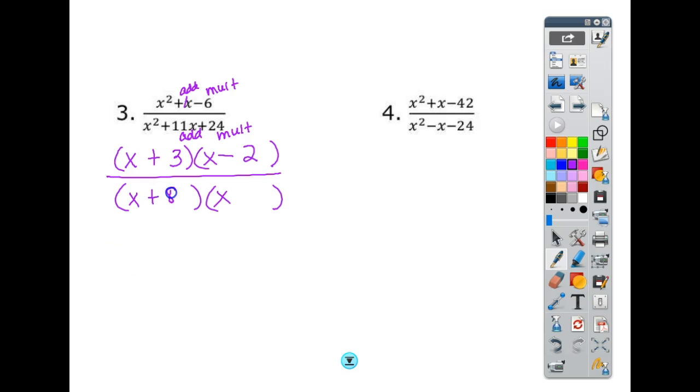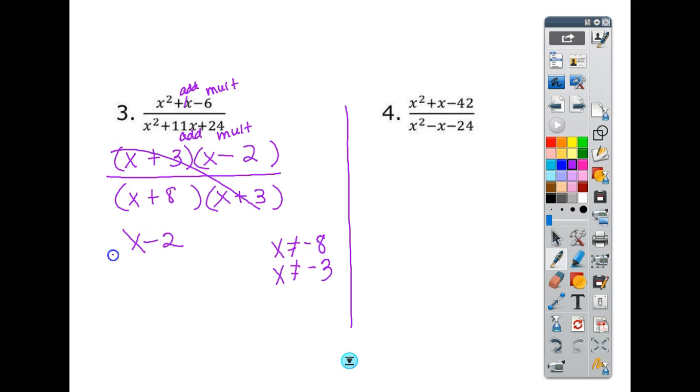8 and 3. Okay, now before we start canceling out, let's figure out what our excluded values are. What can x not be? Negative 8, that's good. And x cannot be? Negative 3, very good. Okay, so who cancels out? The x plus 3's. That leaves us with x minus 2 and x plus 8.